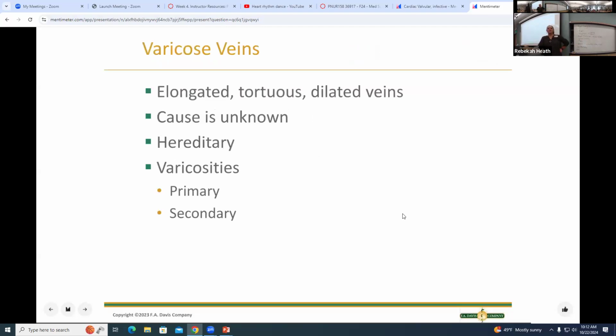All right, varicose veins. Anybody ever seen somebody with varicose veins? Yeah, usually more common in women than men, but you can see them in both.